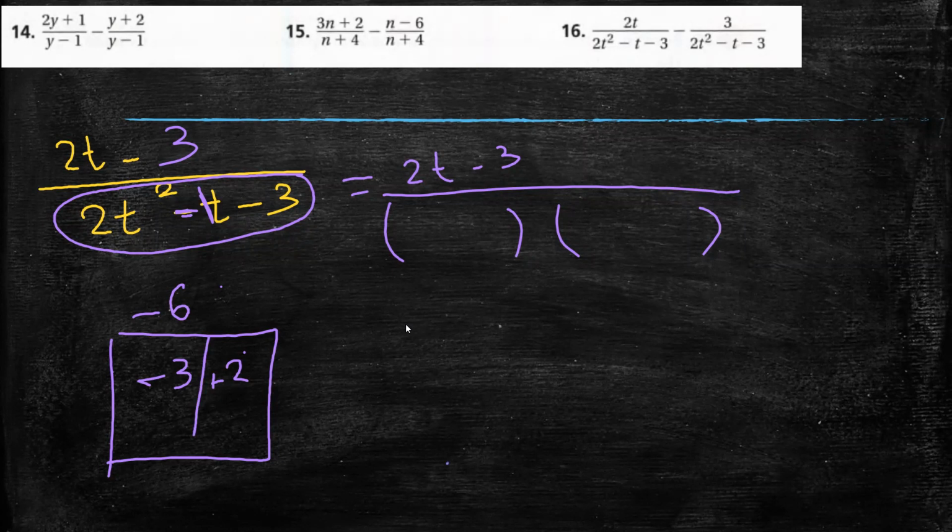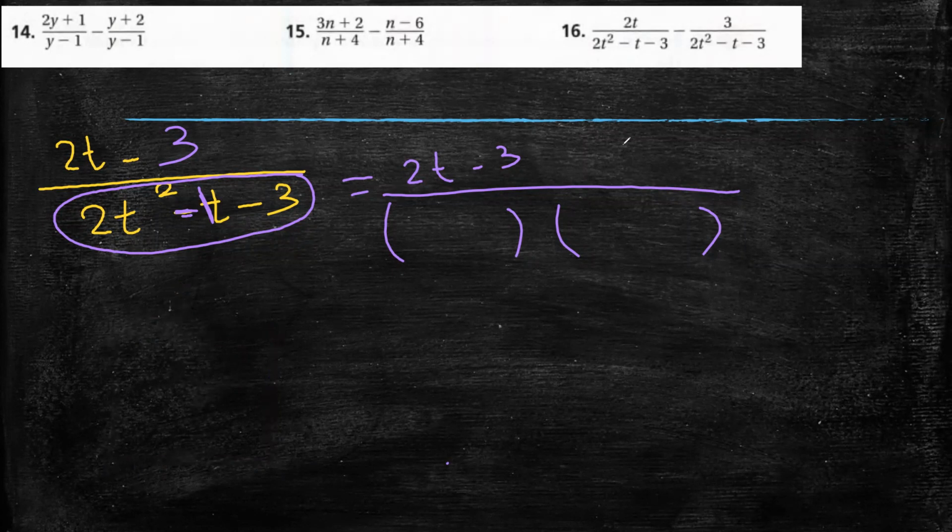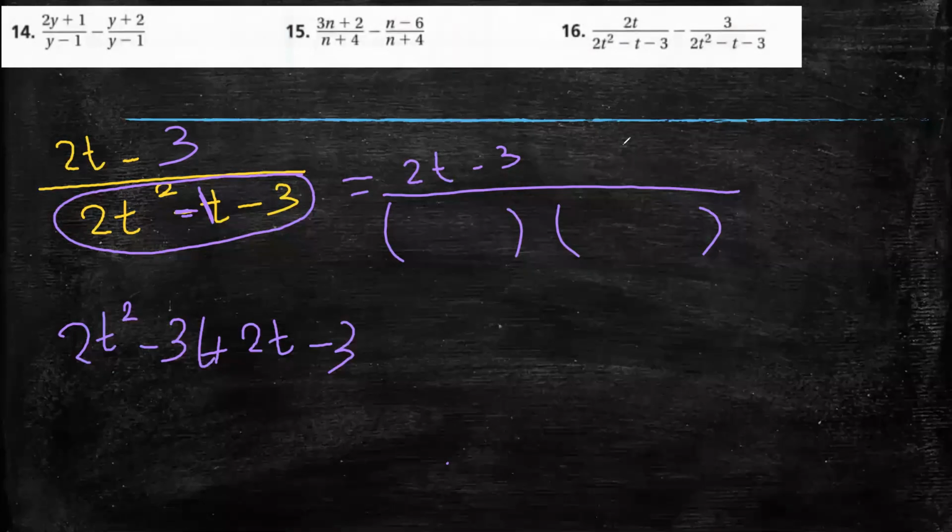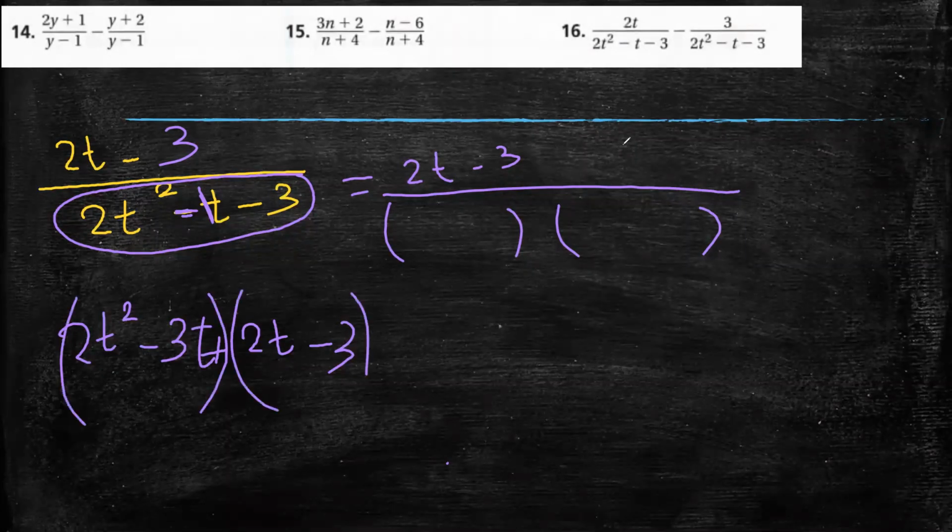So now, let's rewrite: 2t squared minus 3t plus 2t minus 3. Then look at the first bracket here. We have 2t squared minus 3t. What factor do we have to take as a common factor? It is t. So we have t times 2t minus 3. And then here, 2t minus 3. What do we take as a common factor? Keep it the same. Yes, keep it the same.